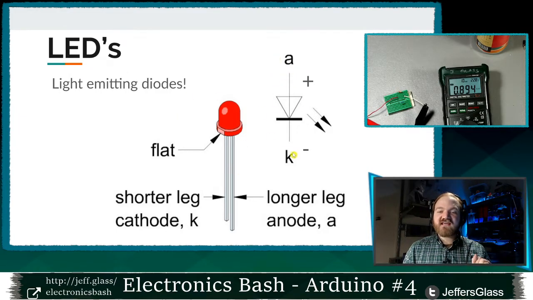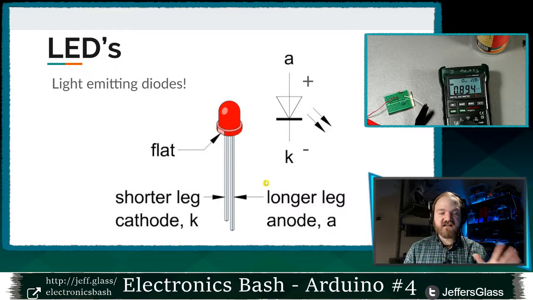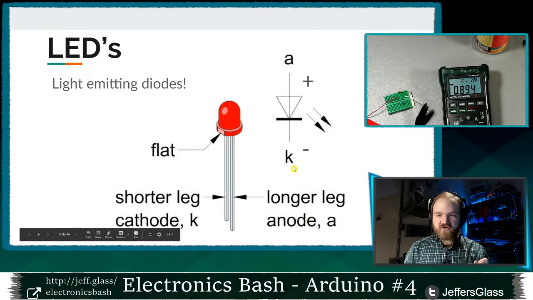One is called the cathode, and one is called the anode. And for a physical LED, there are a few standard ways of telling which is which. On an LED with wires coming out of it, with leads, the anode will always be the longer leg, and the cathode will be the shorter leg.